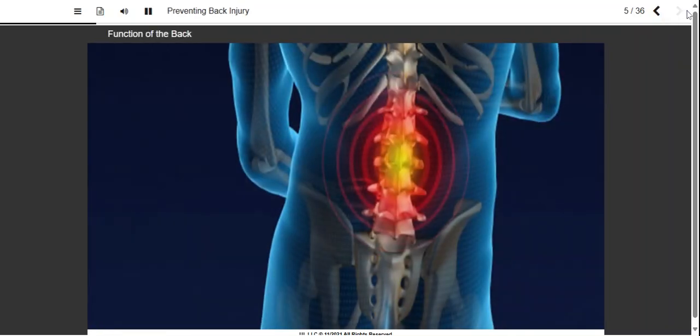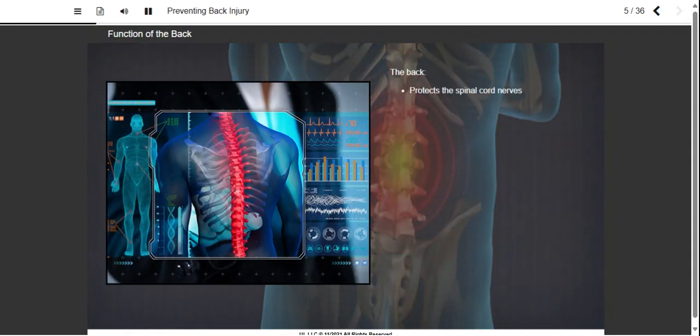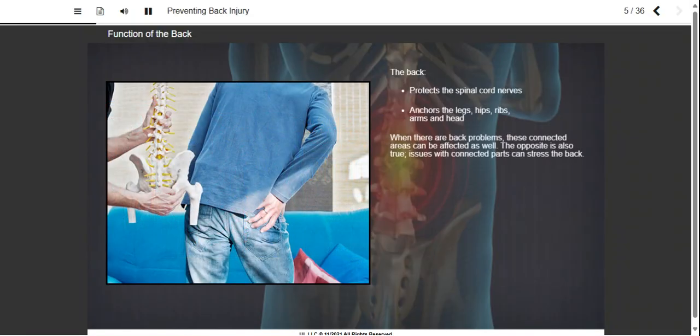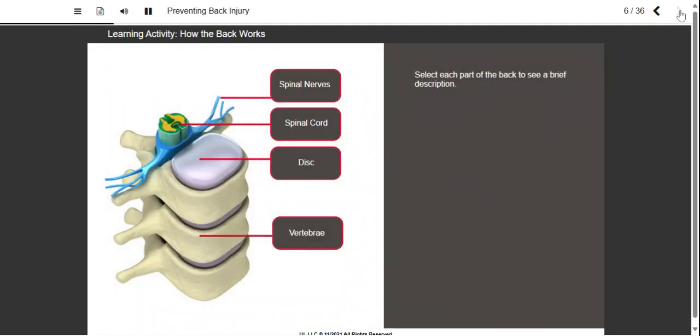The back is a central part of the body, connecting many other important parts. Its major functions are to protect the spinal cord nerves and anchor the legs, hips, ribs, arms, and head. When there are back problems, these connected areas can be affected as well. The opposite is also true. Issues with connected parts can stress the back. Select each part of the back to see a brief description.